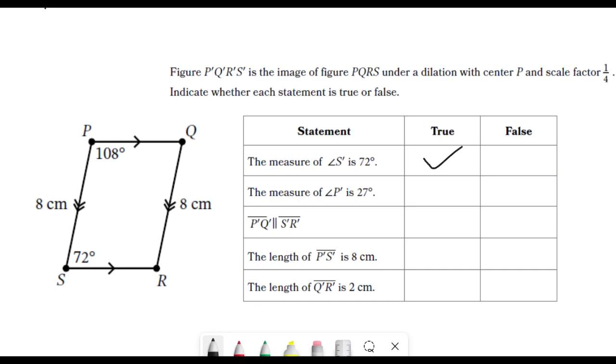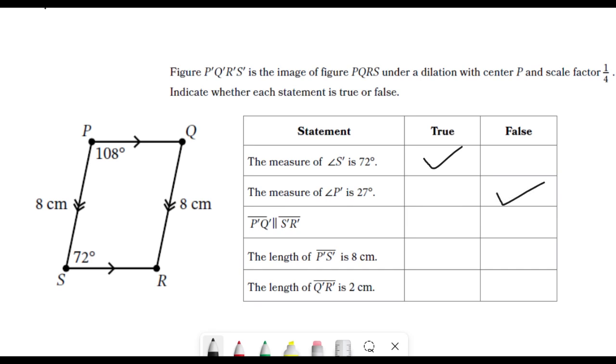The measure of angle P prime is 27 degrees. Now, 27 degrees is 1/4 of 108. However, we did indicate that the angle measurements will not change, and so it's actually P prime is going to be 108 degrees. So we can mark this next one false.